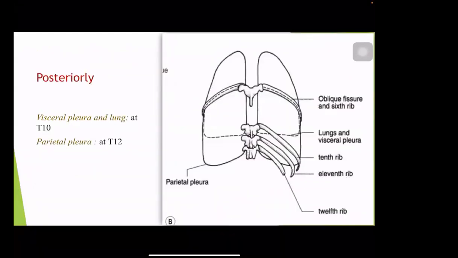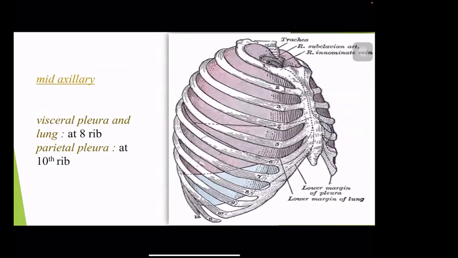Posteriorly, as we see here, this is the lower limit of the lung and visceral pleura, reaching T10. While the parietal pleura, this is the parietal pleura, reaches T12. In the mid-axillary line, this is the mid-axillary line.